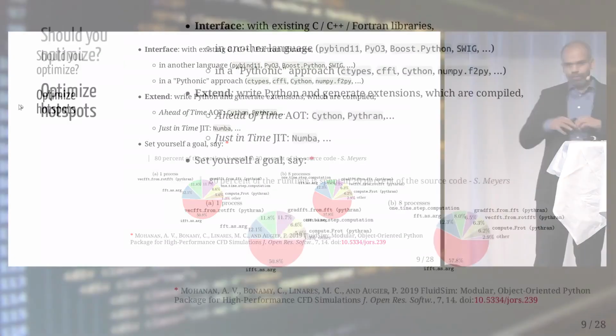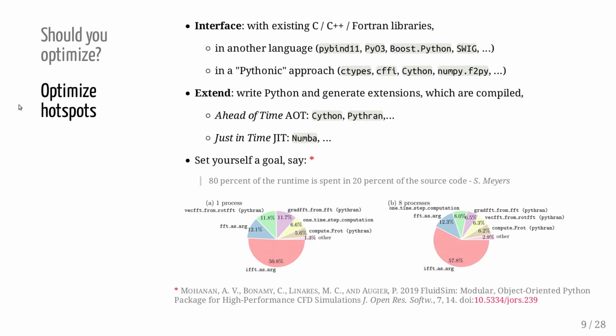So there are 2 different pathways you can go with optimization. You can see whether there are existing C, C++, or Fortran libraries. And if they have already solved the problem for you, Python is good at talking to these languages. You can interface them. And even interfacing can be done in two ways. You can write it in another language, like pybind11 or PyO3 for Rust. And there were some older or even currently maintained ones like Boost.Python and SWIG, etc.